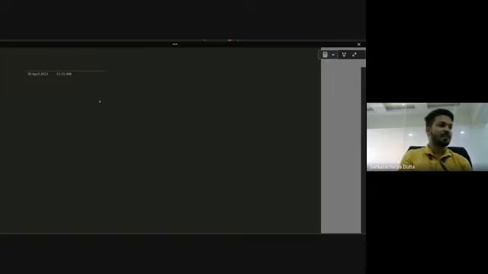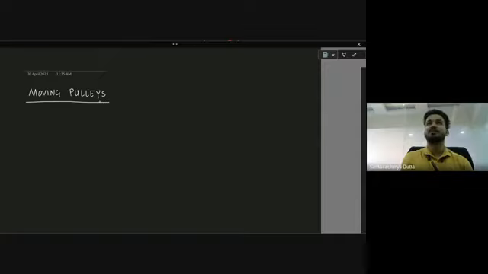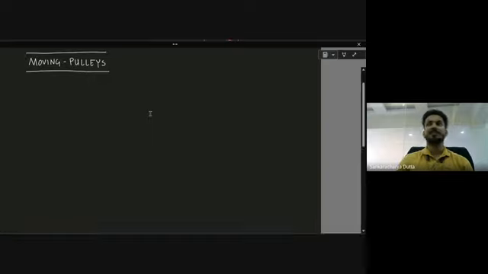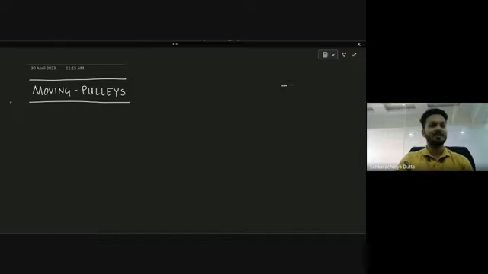Okay. So the next topic I want to talk about is moving pulleys. Sir, you just said this is all about fixed pulleys. Now we are talking about moving pulleys. Okay. So we had talked about what happens when the pulley is fixed. And we essentially started with the most basic case. If this thing goes up by X and the other side comes down by X, and then we extended to multiple problems and multiple scenarios.